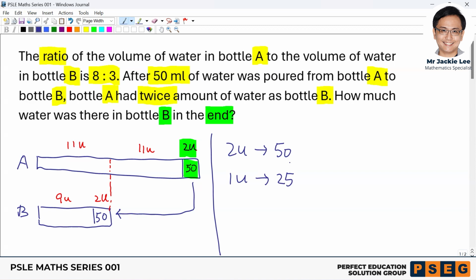The question is asking for the water in B towards the end, which means we are going to add these two together. Am I right? These two added together should now become 11 units. I want 11 units now. So I'm going to multiply 25 by 11. Now you can press your calculator. This should end up as 275. The unit will be ml.